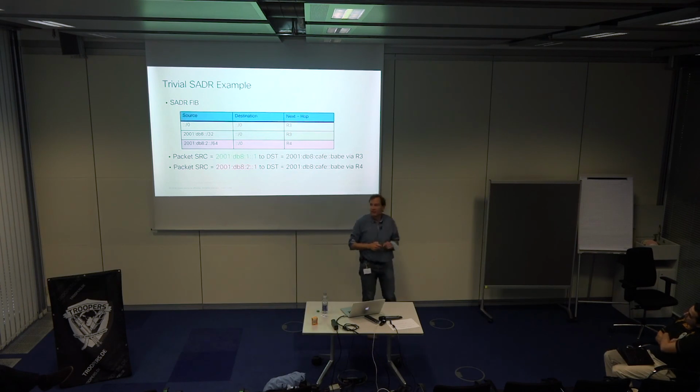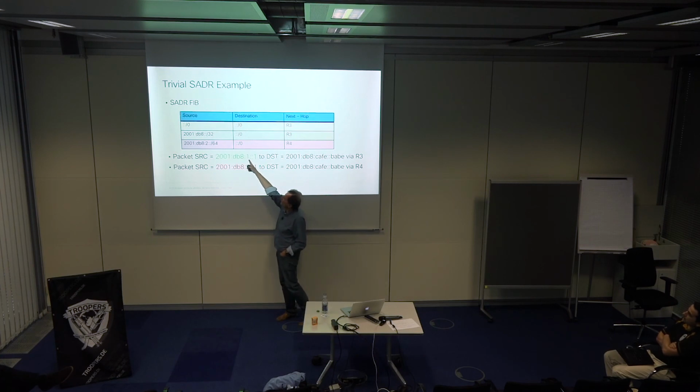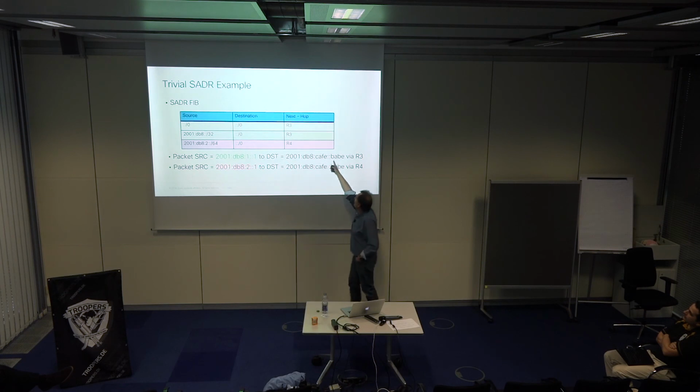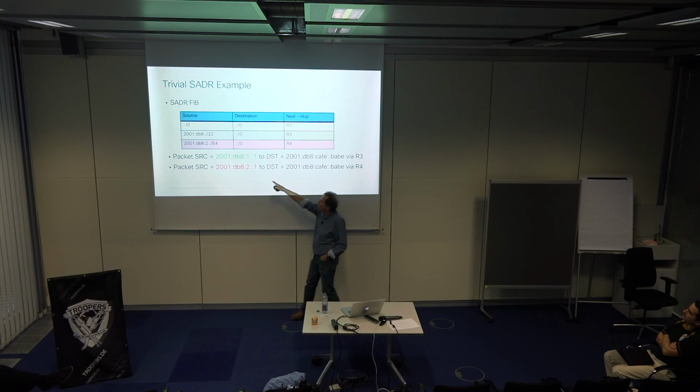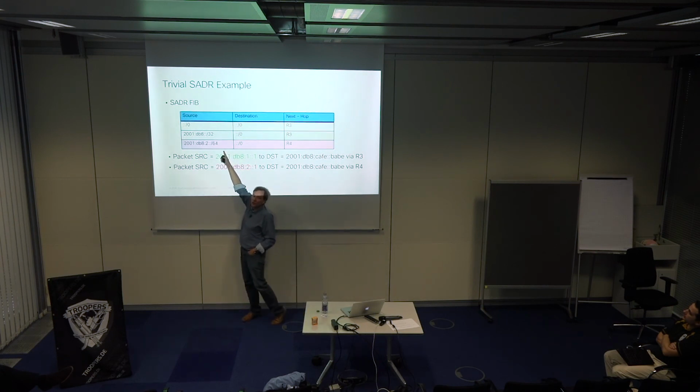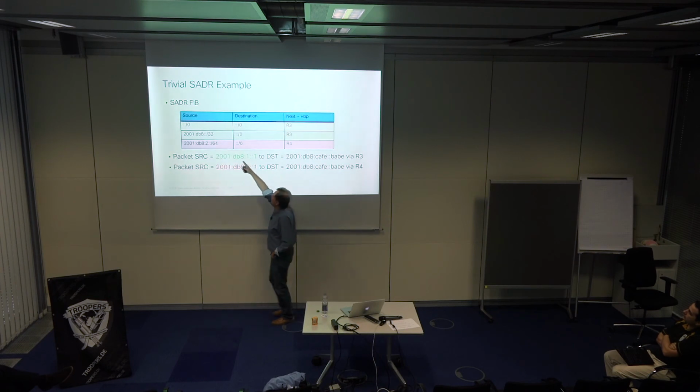Okay? So now packets coming with this address, which match only the second line, to the destination we don't care, will be done by router 3. But if we have a more specific address, which is covered by the red one, the longest match is this one on the source, the additional match, we are using router 4.